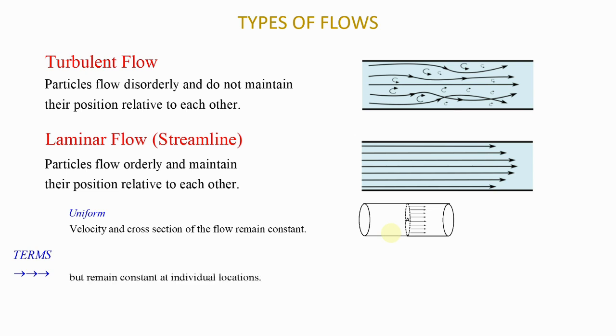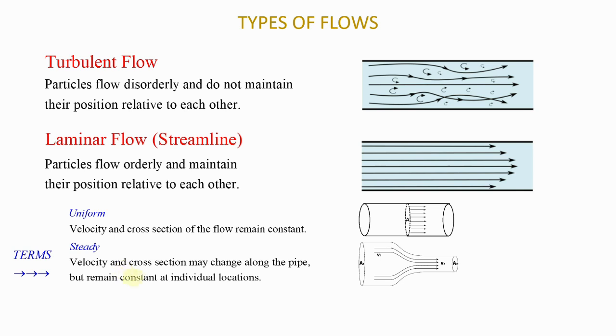Very important. And then after that, we have what we refer to as a steady flow, okay? Now, with a steady flow, the velocity and the cross-section may change along the pipe. However, at individual locations, the velocity and the cross-section remain constant.